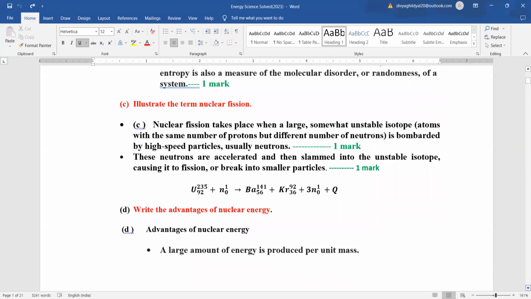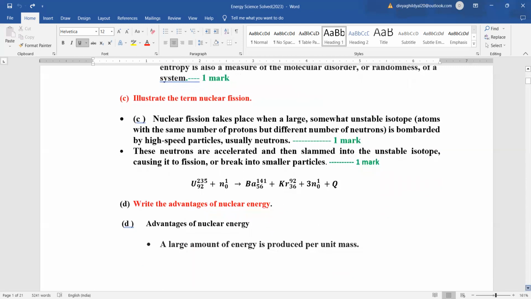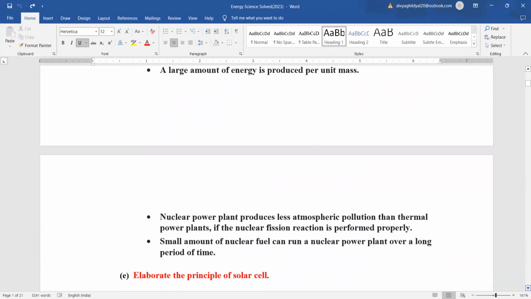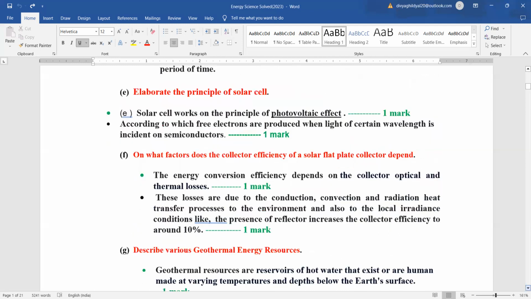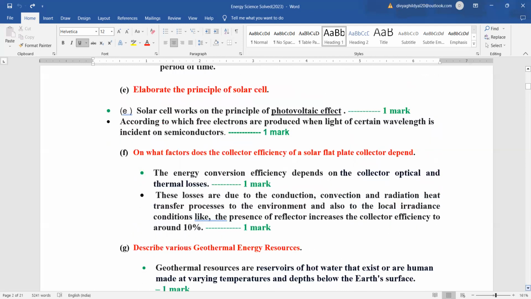What are the advantages of nuclear energy? Nuclear energy is produced in large amount. Nuclear power plants produce less pollution, and a small amount of nuclear fuel can run a power plant for a very long time. Principle of solar cell. Solar cell is based on the principle of photovoltaic effect. 1 mark for that. Another 1 mark where you can explain photovoltaic effect in just 1 line, not more than that, because they are only 2-mark questions.